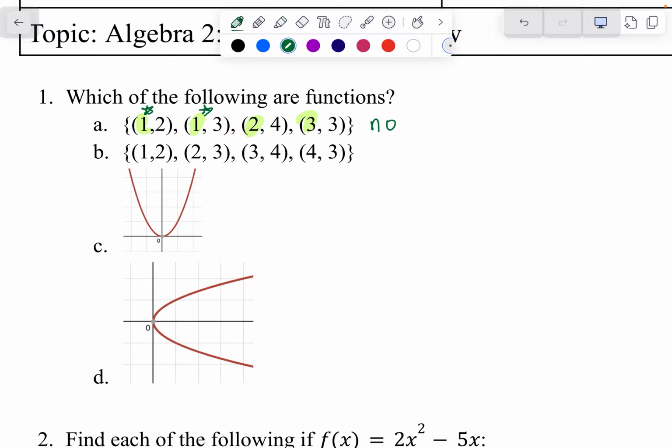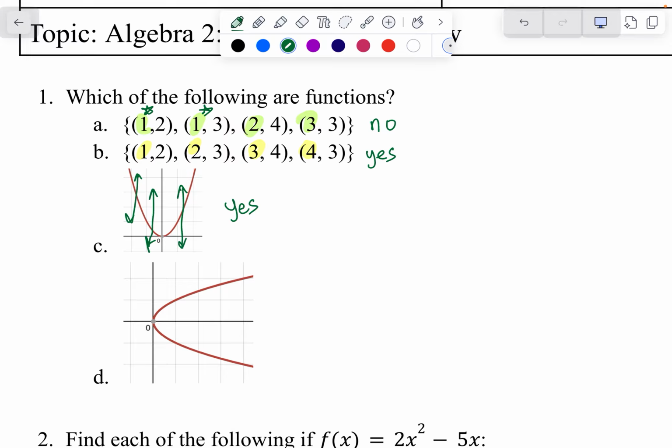But if we take a look at B and we look at all of the x values there, every single x value is different. It doesn't matter that the y values repeat. They can repeat as many times as they want, so this is a yes. Now, if we take a look at 1C, any vertical line that I draw, I'm sorry, that's not completely vertical, but you know what I mean. Any vertical line that I draw is only ever going to hit it once. So that means the x's have only been paired up once. So that's a yes.